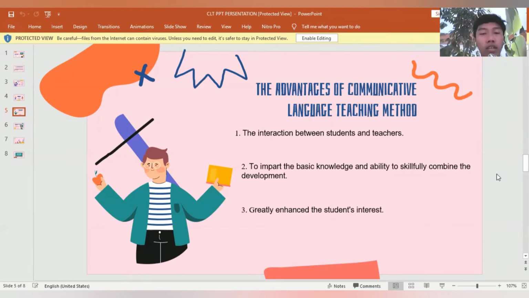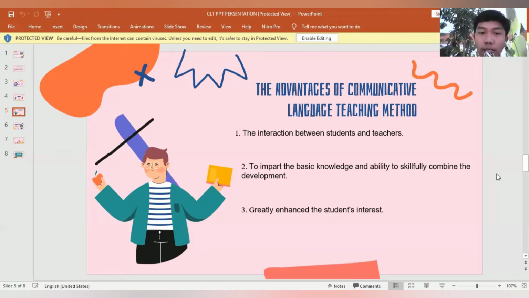So a student not only expresses their thoughts. The last is that it greatly enhances student interest. When the students are able to express what they think, it will make them feel involved in learning. So they can be more interested in the lesson. In addition, students also do not feel bored.